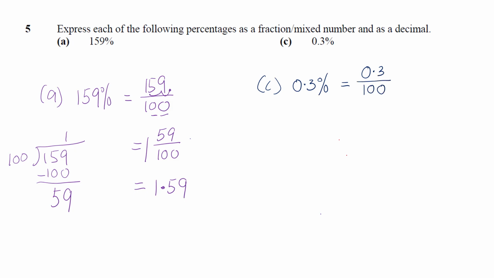Okay, right, so we need to convert this to a fraction first. We're going to multiply 0.3 by 10 to make it a whole number. And you can't just multiply the numerator, you also need to do it to the denominator. So this will give you 3 over 1000.